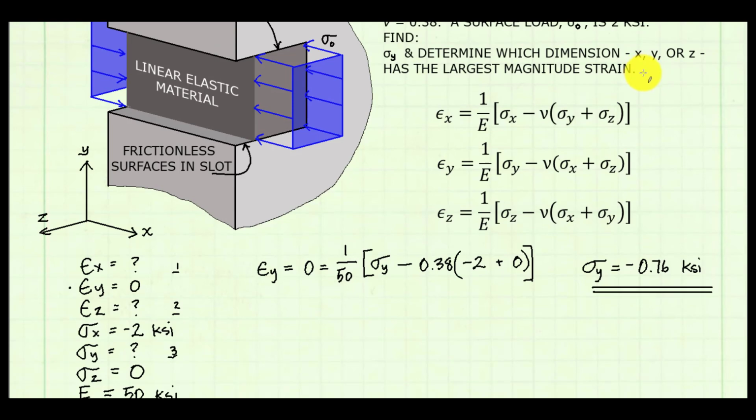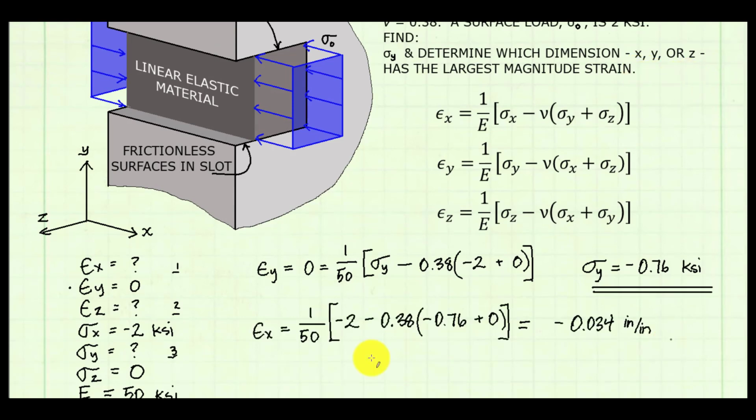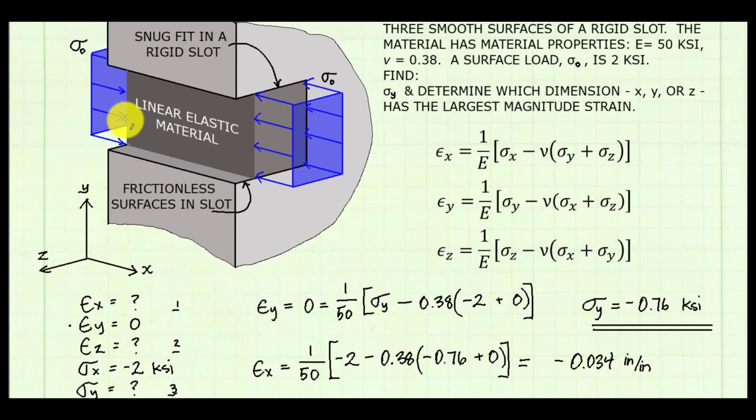Next, I will solve for the strain in the x and then z directions. I find that the strain in the x direction is negative 0.034. The units cancel out, and if you recall, on strain we can show the units as inches per inch. The negative sign is expected because in the x direction we have a compressive stress acting. So we expect the linear elastic block to get smaller in the x direction, and thus we have a negative sign on our strain.